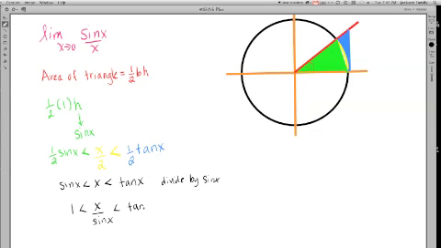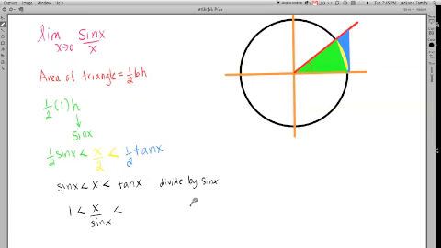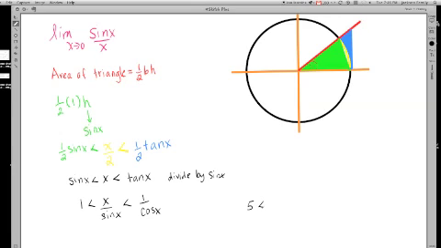Okay, so tangent of x divided by sine of x. Let's do that over here. Tangent of x divided by sine of x. So tangent's equal to sine of x over cosine of x, and we divide by sine of x. Now really we flip the fraction and multiply, and that gives us 1 over cosine of x. Now that looks familiar, except for it's the reciprocal.